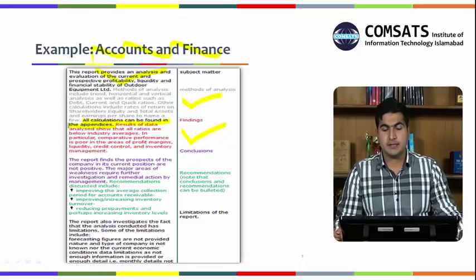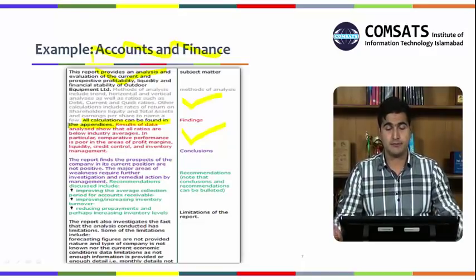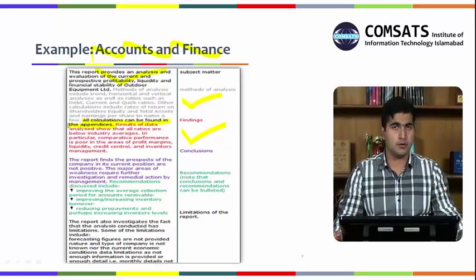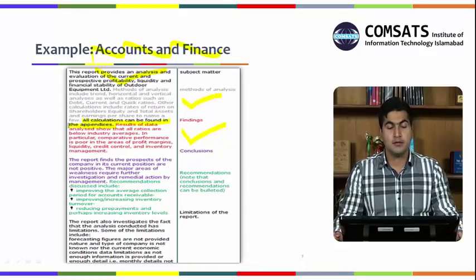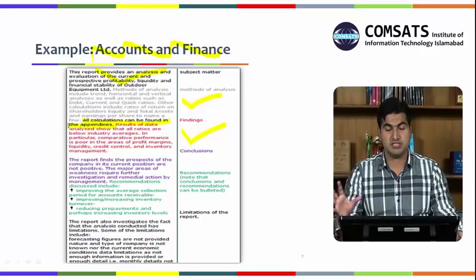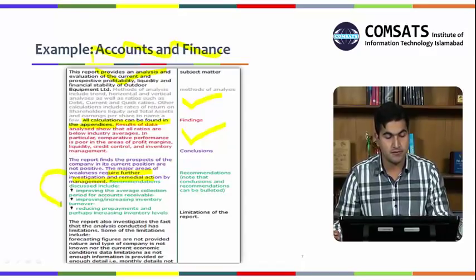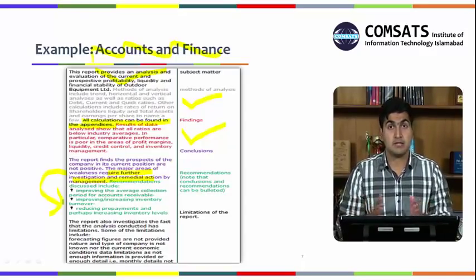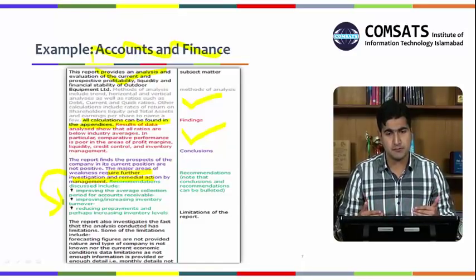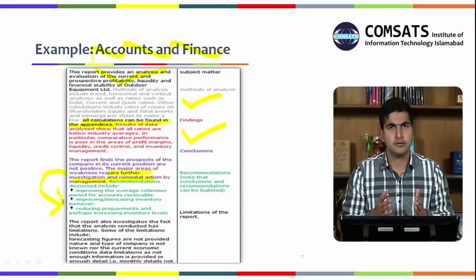Right after the findings, the next section is the conclusion. Just the way we had a look at the previous sample, look at the text in purple. The report finds the prospects of the company in its current position are not positive. This is the basic conclusion. Major areas of weakness require further investigation and remedial action. Meaning this area is paving the way for the recommendation to come. That's how you create space for the information which is supposed to come ahead. So this was an indication that some sort of solutions are coming ahead.